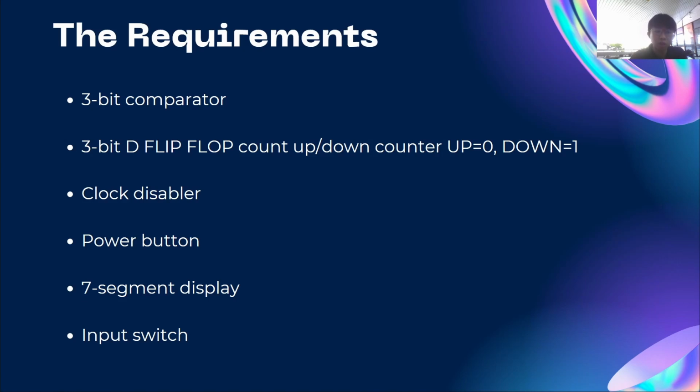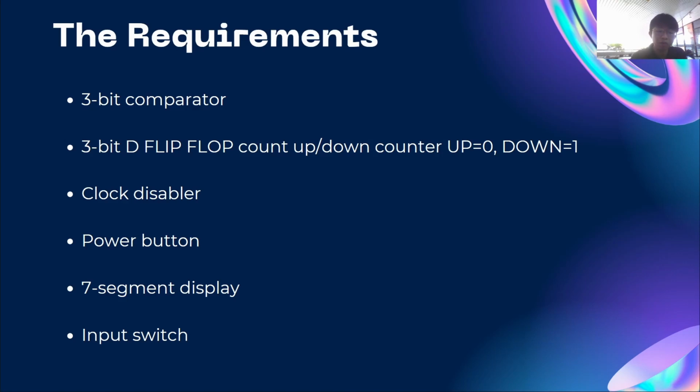And secondly, we use the 3-bit D flip-flop count up or down counter, and we use the up down value to change the direction of the lift by going up or down. And thirdly, there is the clock disabler. The clock disabler stops the counter when the power is down, or the input level and the current level are on the same level, or wrong password, and also maybe when the lift is overweight.